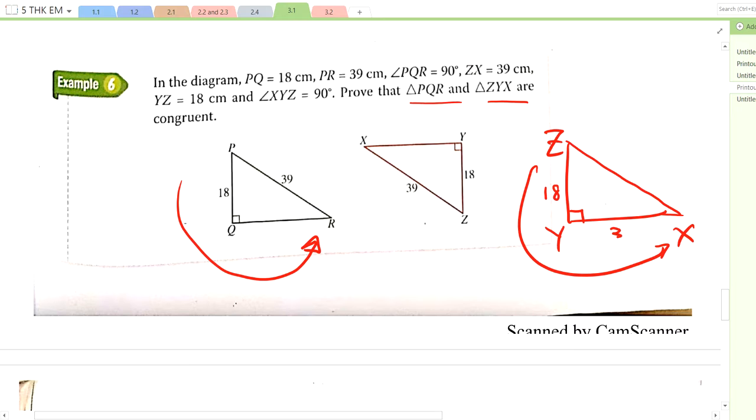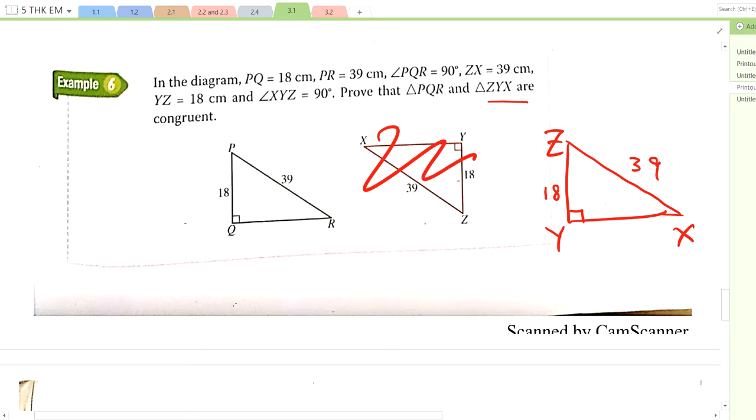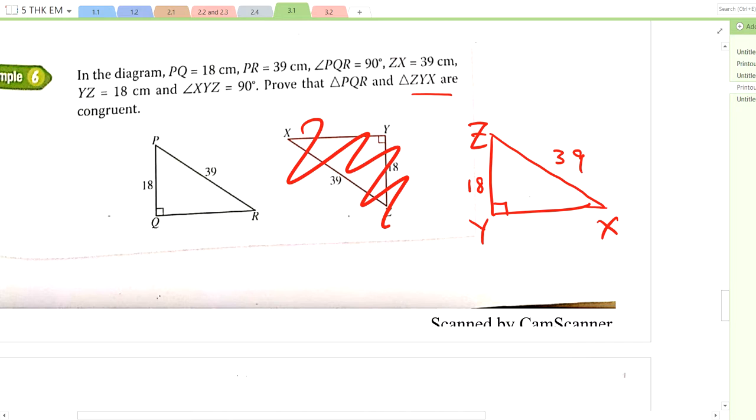XZ is 39. Sorry, XZ 39 over here. Okay? So I have now redrawn this triangle to look like this. Okay, now I can ignore this triangle again. Ignore it. Can I prove that these 2 triangles are the same? It is a right angle triangle, so consider RHS. See whether I can use or not.